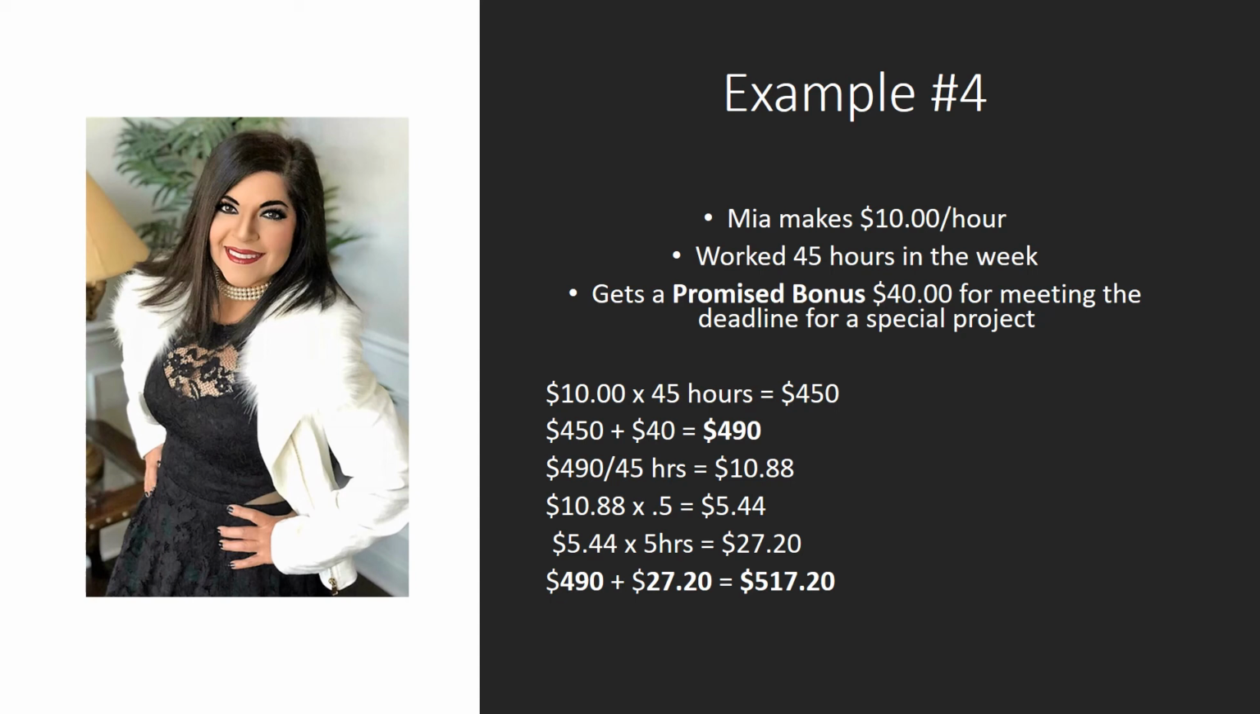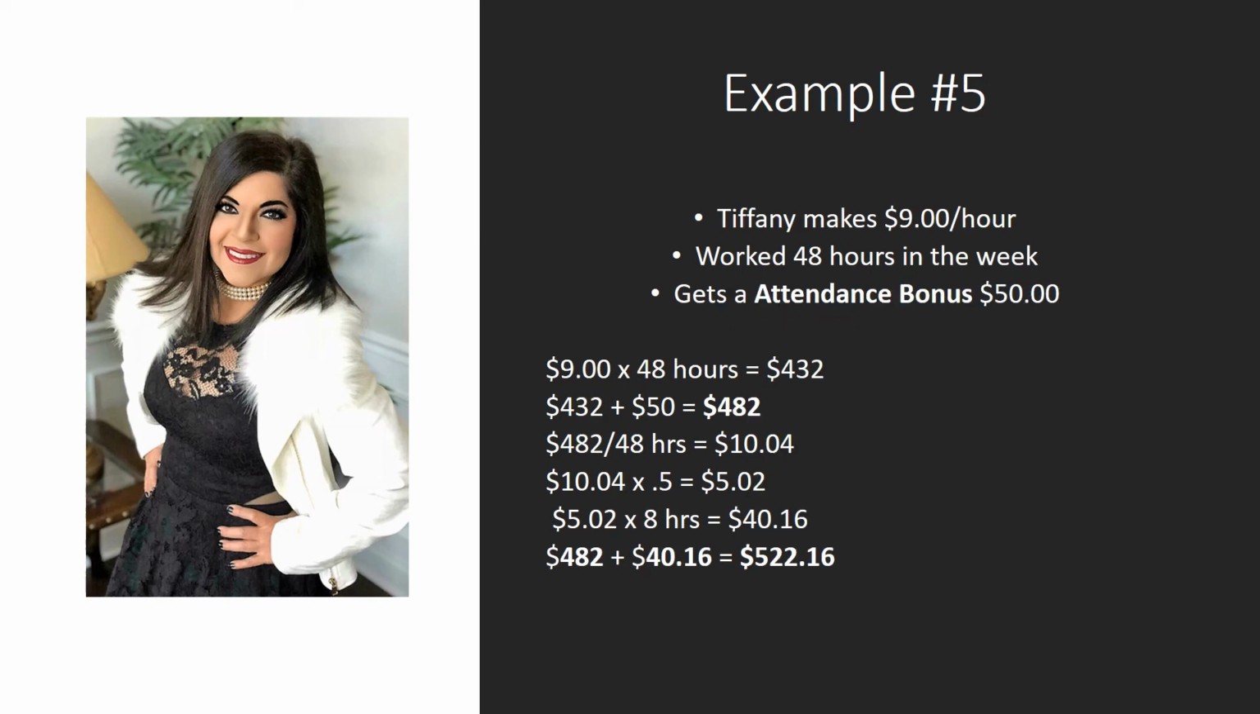So now you take your 490 plus 27.20, and the answer is 517.20. Once again, this is how we need to calculate non-discretionary bonus when we have overtime. I think I have one more example. There you have it.